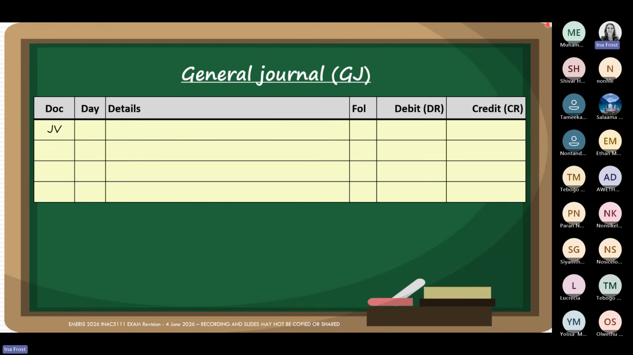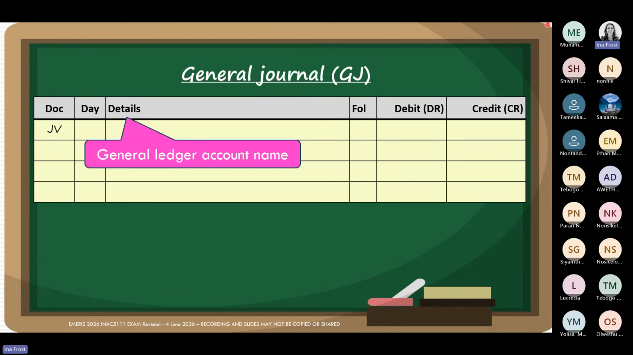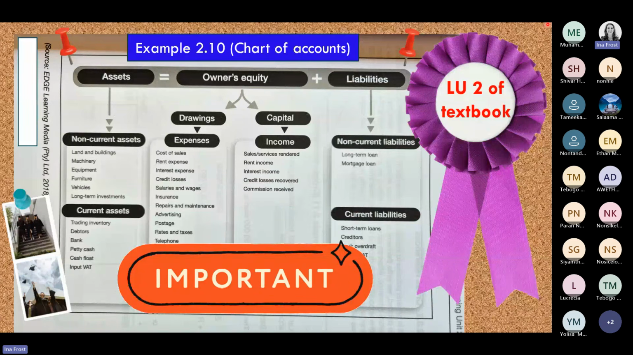Now, first, let's just see what goes into the general journal. In this first block for details, we are looking for the names of general ledger accounts. In other words, we want to know which general ledger account we are going to debit and which general ledger account we have to credit. And remember, if we say general ledger account names, what do we mean? We mean all of these accounts listed in example 2.10 in Learning Unit 2 of your textbook.